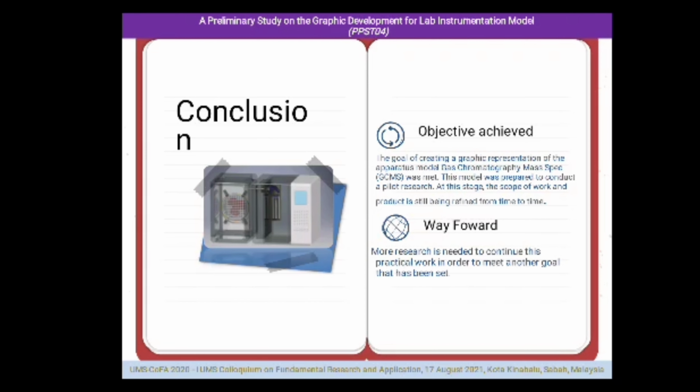As a conclusion, the objective was achieved for this part of the study: the goal of creating a graphic representation of the apparatus model of the gas chromatography mass spectrometer was met. This model was prepared to conduct a pilot research. At this stage, the scope of work and product is still being defined from time to time, and more research is needed to continue this practical work in order to meet other goals that have been set.